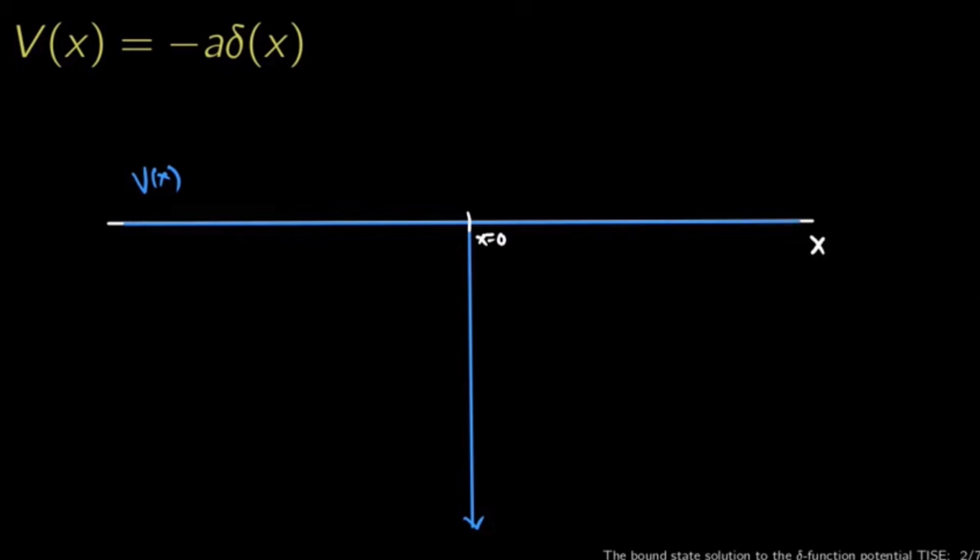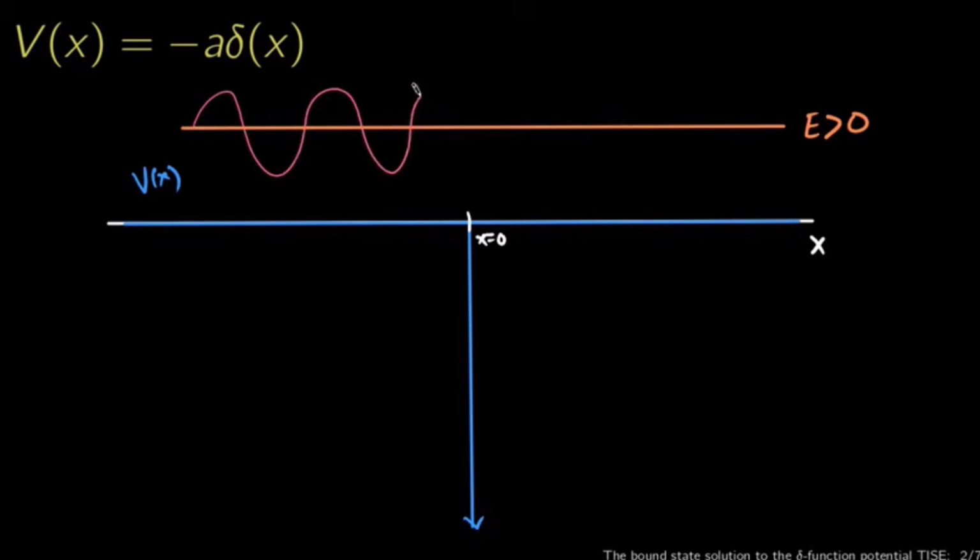What our solutions will look like under these circumstances depends on the energy of the solution. For instance, if we have an energy up here, E greater than 0, then in these regions away from x equals 0, we have traveling wave solutions. We don't know exactly what happens at x equals 0, but we know these are going to look like solutions to our free particle potential, which we discussed a few lectures ago.